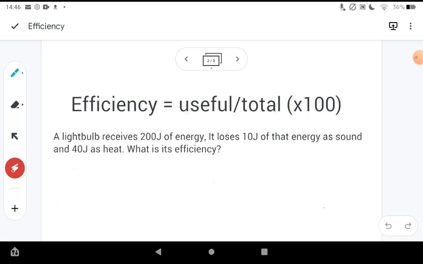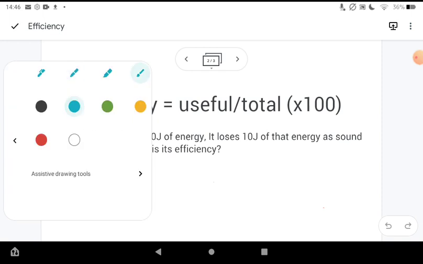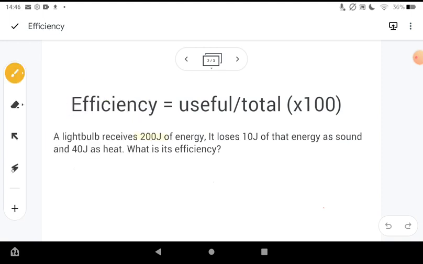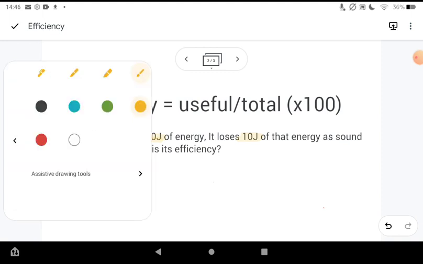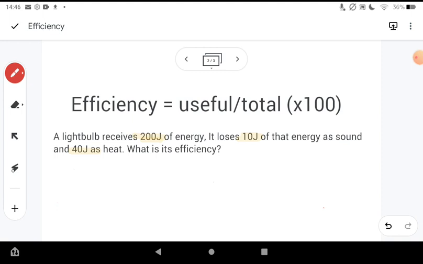So let's have an example question here. I'm going to highlight the numbers before I even read it. So you've got 200, 10 and 40. And then we read the question. A light bulb receives 200 joules of energy. It loses 10 joules of that energy as sound and 40 joules as heat. What is its efficiency? So let's just have a quick look.